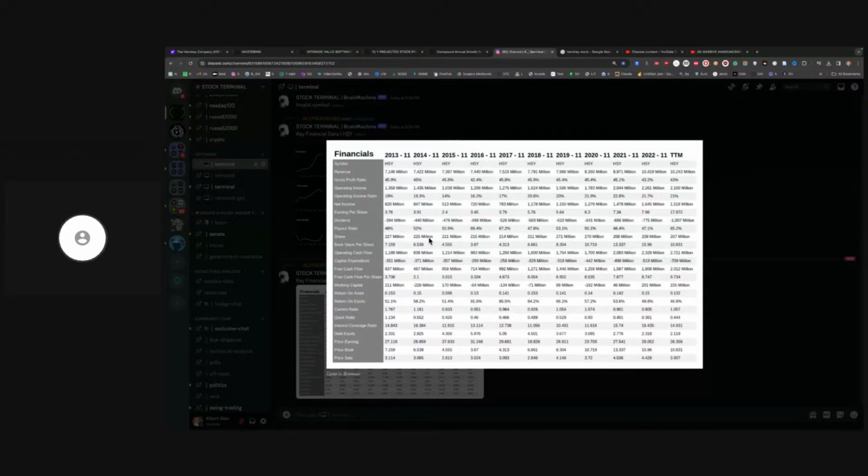So let's go ahead, and here's the book value per share. The book value per share is growing.